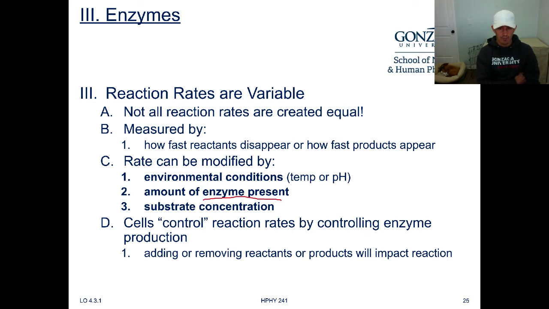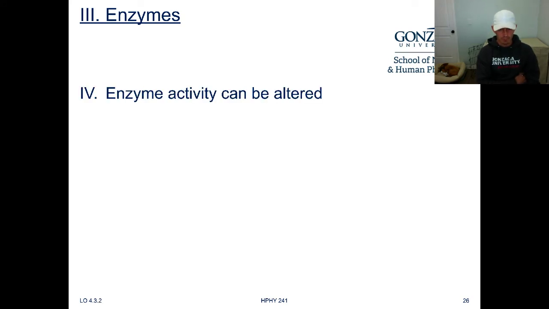Okay, why? Why would the cell want to do this? Okay, think about energy production, think about efficiency, inefficiencies. I'm kind of giving you the answer there, but I'm happy to discuss it more in class. So, we know that reactions can be modified. Well, enzyme activity can also be modified or altered as well.